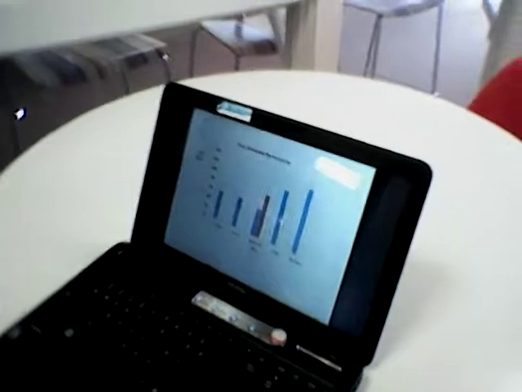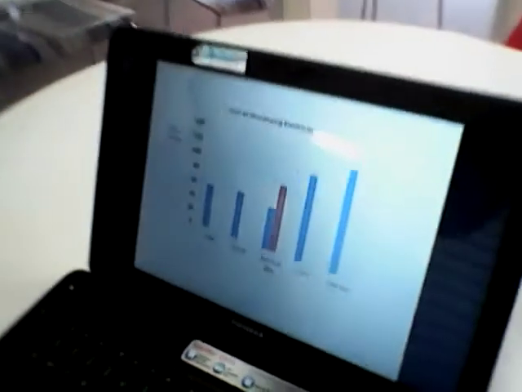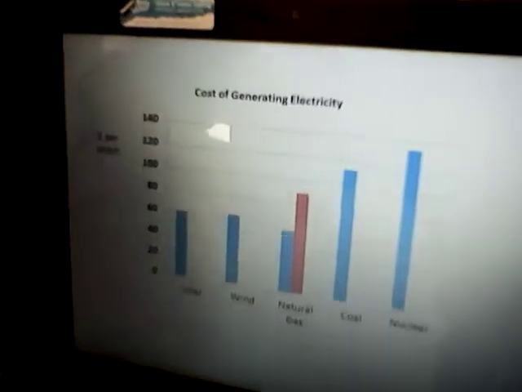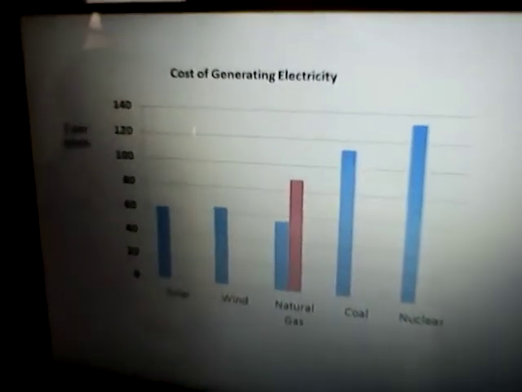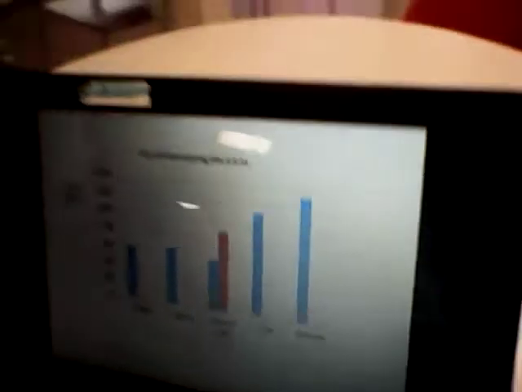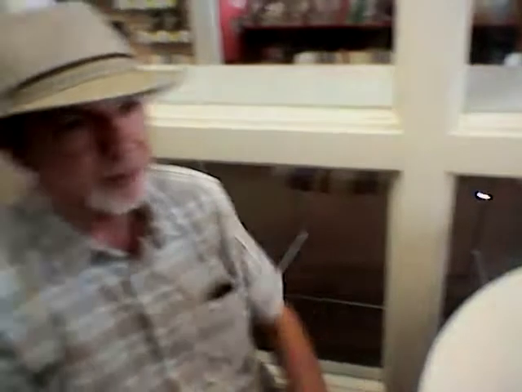All right, thank you, Mark. And we have just illustrated a graph here of the cost of generating electricity in the state of Texas, and we're going to be back again to discuss more.